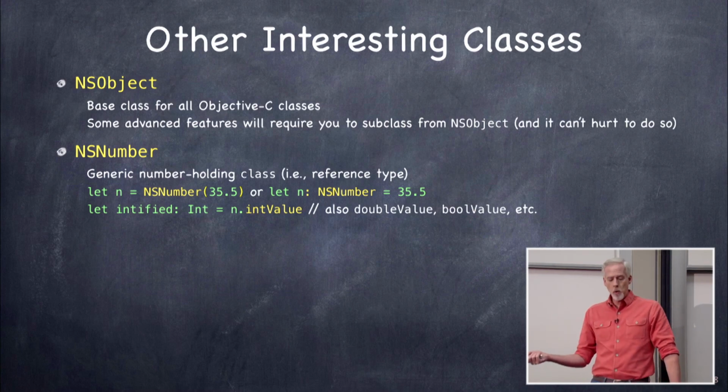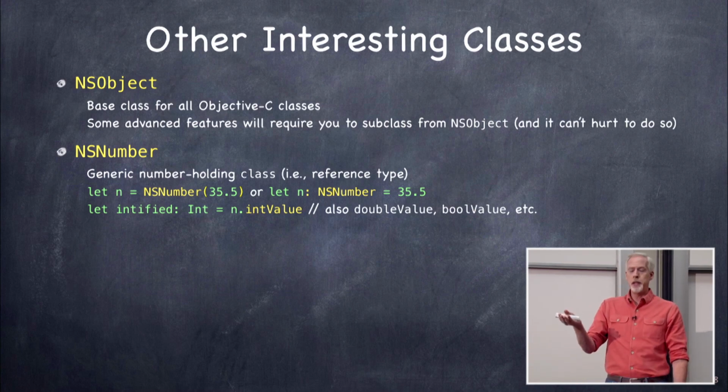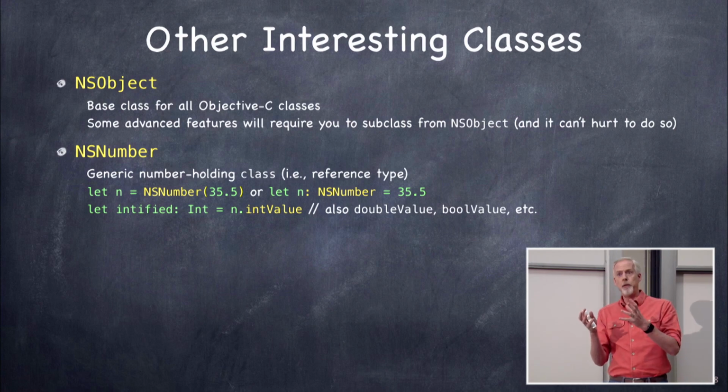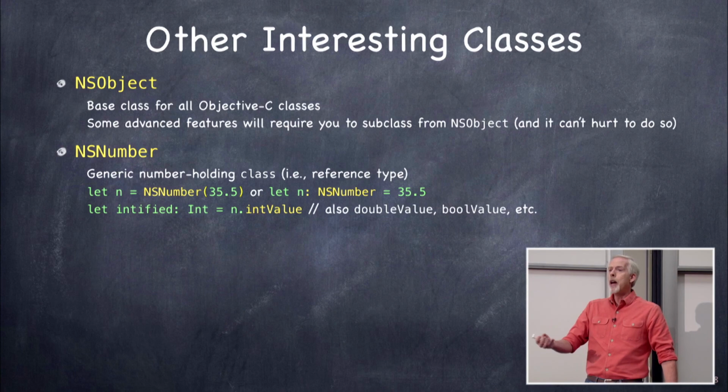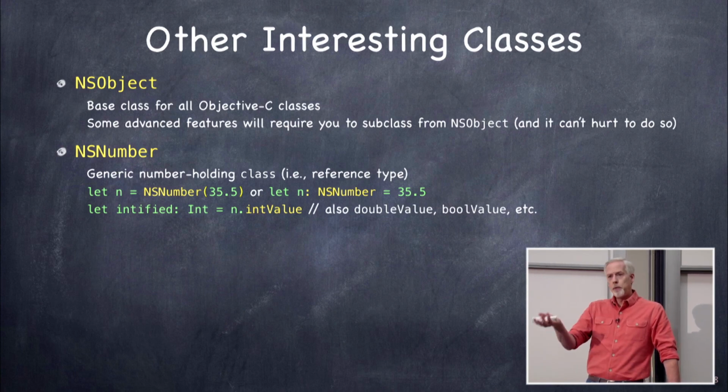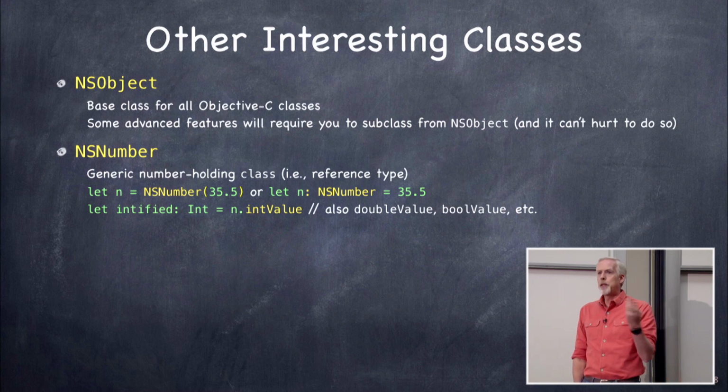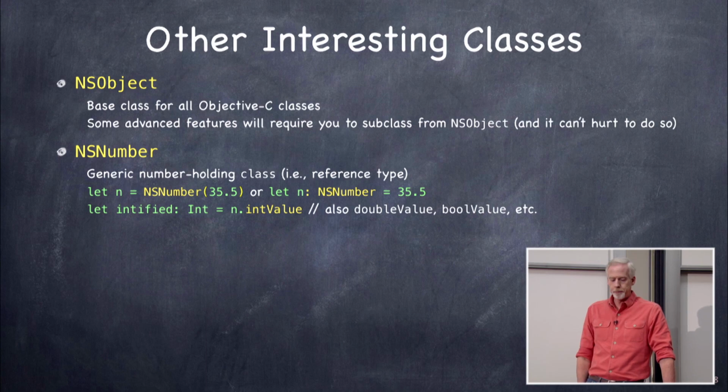It's easy to create one from a double or an int by just using an initializer, right? NSNumber(35.5). That's going to give you an NSNumber with the double 35.5 in it. And you can get the values out with vars on the number, like intValue, doubleValue, boolValue. They'll give you the return in a Swift type, double, int, bool, whatever.